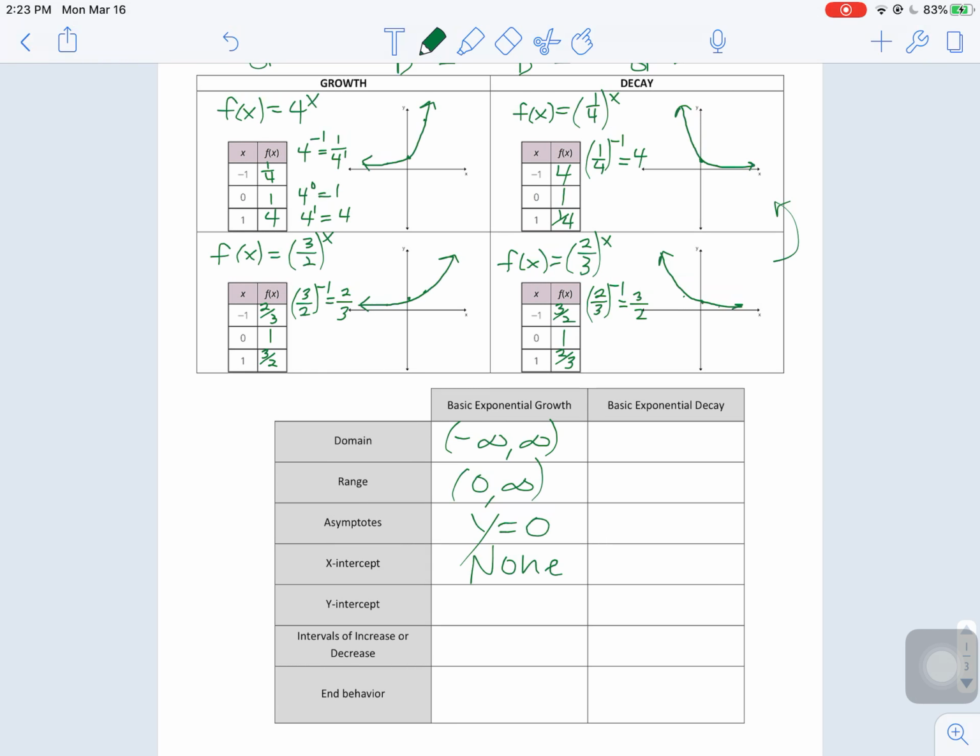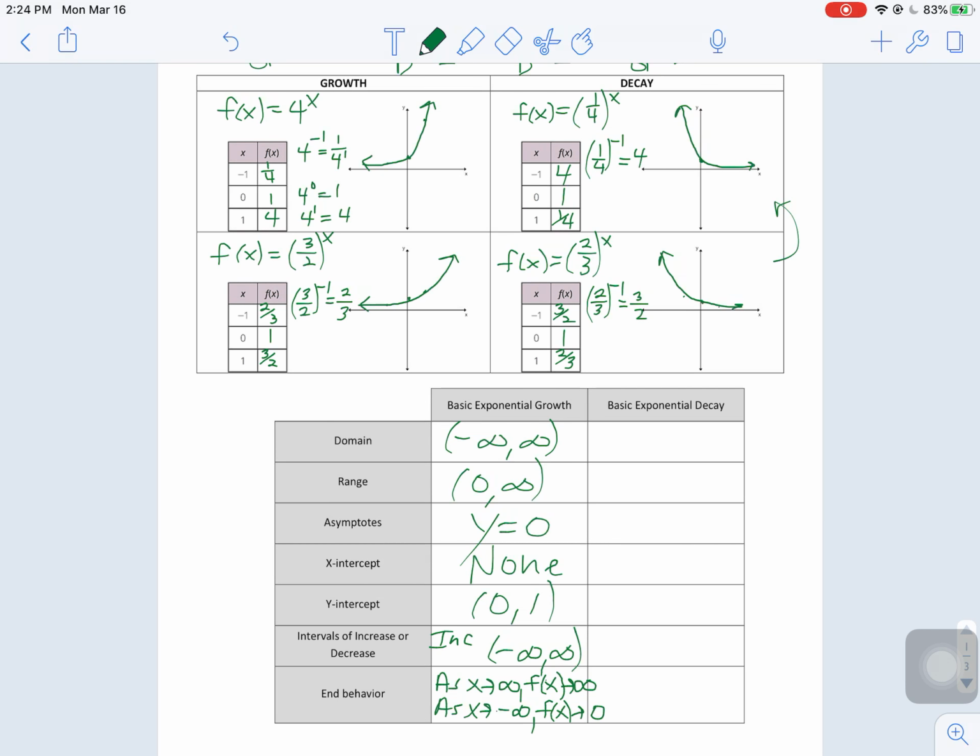The y-intercept was 0, 1 that we saw in our table of values. And then for intervals of increase or decrease, we want to mark that it's increasing the entire time over the whole domain, which is -infinity to infinity. For end behavior, as x approaches infinity, f of x approaches infinity. And then as x approaches -infinity, f of x approaches 0.